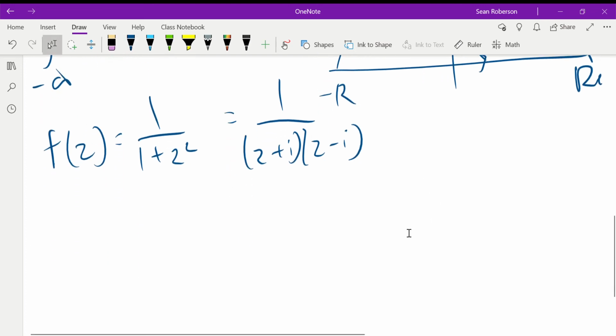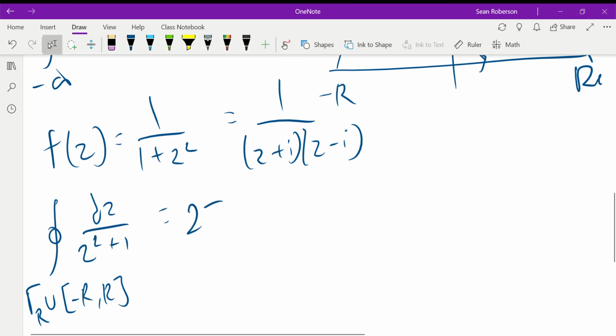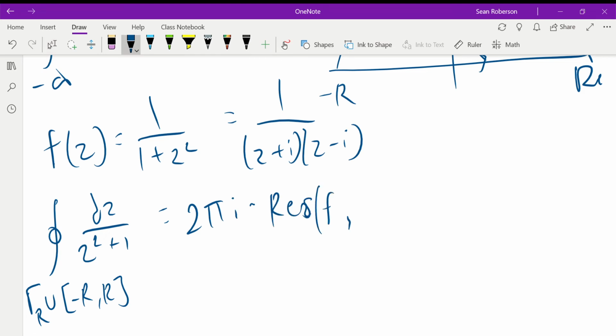So by the residue theorem, this integral, which is really just a closed line integral, the union of gamma sub R and the integral from minus R to R, is going to be 2 pi i times the value of the residue of f evaluated at the point i. And that's easy to find here.